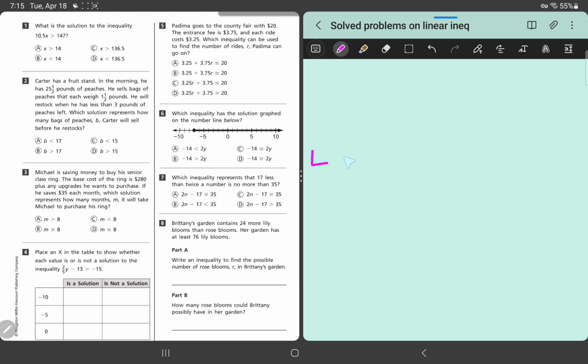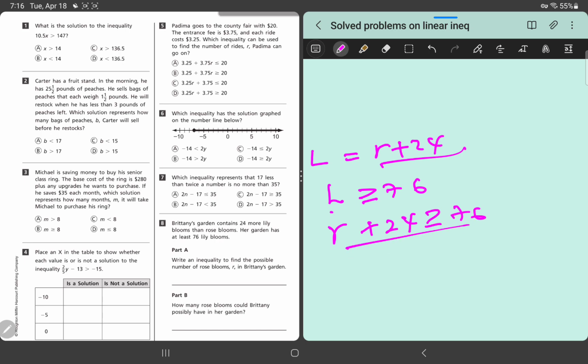So this is equal to how much? It's the rose blooms plus 24. Yeah, this is the equation, but it says her garden has at least 76 lily blooms, meaning the L is how much? At least 76 means greater than or equal to 76. But instead of this L, you're writing this one. R plus 24 is greater than or equal to 76 is the appropriate inequality.